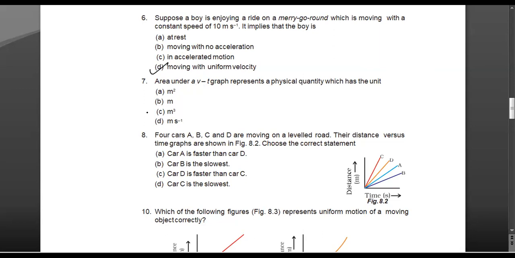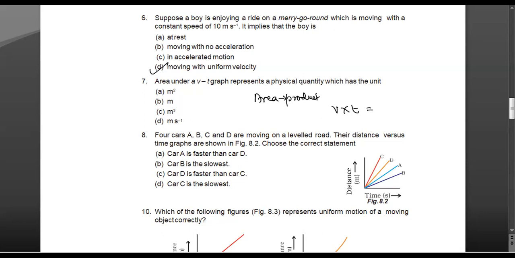Tell me. D. You are saying D. Area under VT graph. Area means product. You just understood, for simplification, that area means product. So what does V into T mean? When velocity is multiplied by time, which physical quantity will you get?